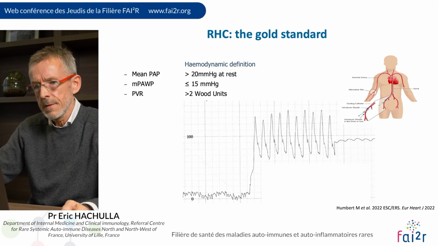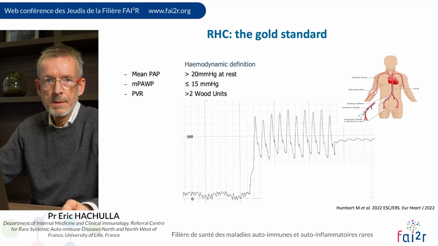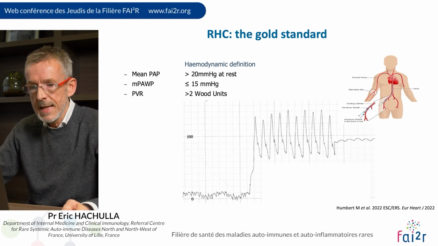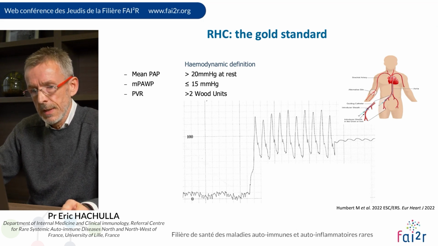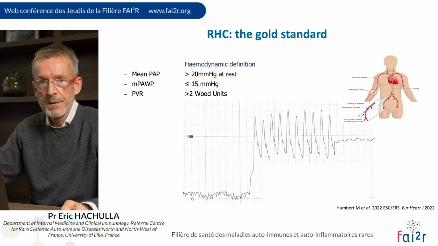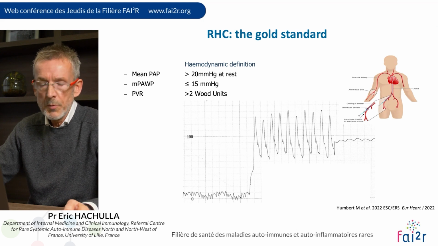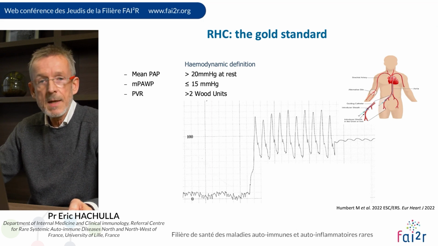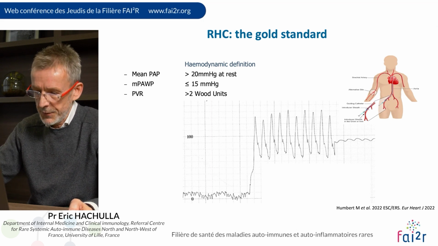Right heart cath is still the gold standard for the diagnosis of pulmonary hypertension. It's a hemodynamic definition. The new definition is mean PAP above 20, meaning from 21 mmHg, with pulmonary vascular resistance above 2 Wood units. And if the pulmonary arterial wedge pressure is less than 15, it's a precapillary pulmonary hypertension.